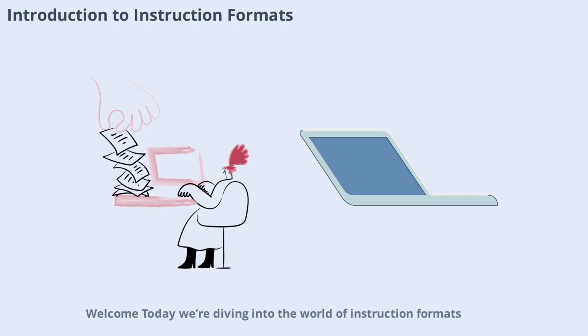Welcome. Today we're diving into the world of instruction formats, a fundamental concept in computer architecture. Instruction formats define how instructions are represented within a computer system, specifying the layout of bits for each operation. Understanding these formats is crucial because they directly impact the efficiency, flexibility, and complexity of a processor's design. In this video, we'll explore the different types of instruction formats, their structures, and the reasons behind their design choices.